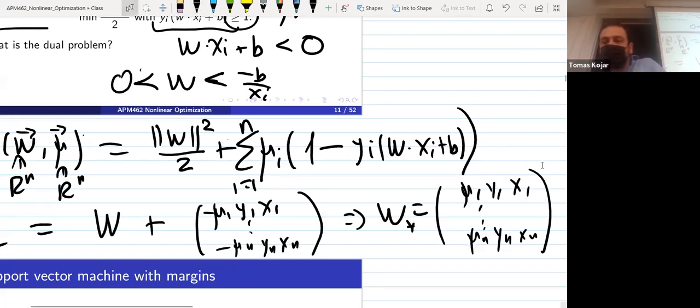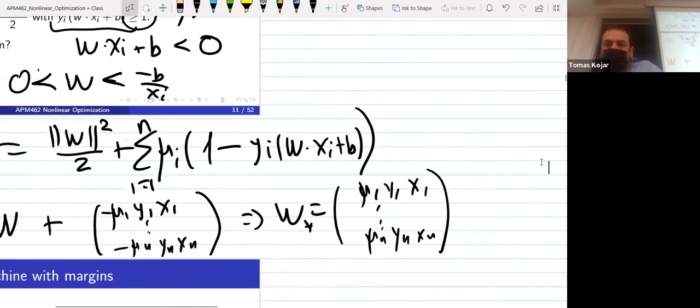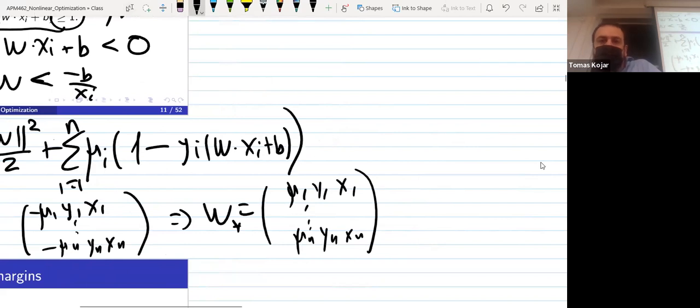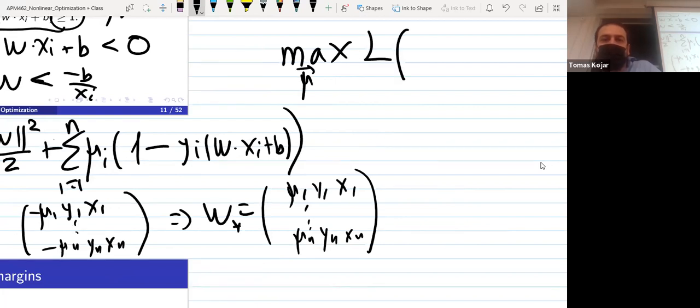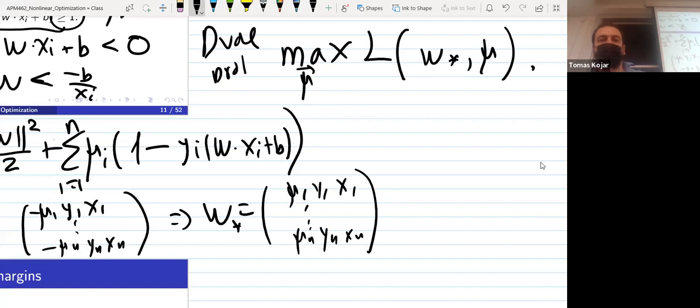And then what do you do? What's the dual problem? Well, you take just the maximum. So you take maximum over mu of lambda evaluated at W star. Okay, so that's the dual problem.